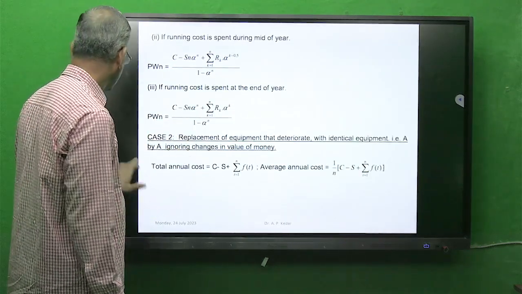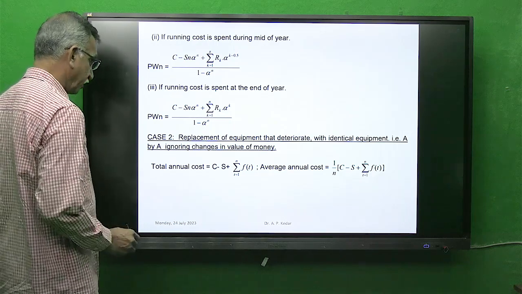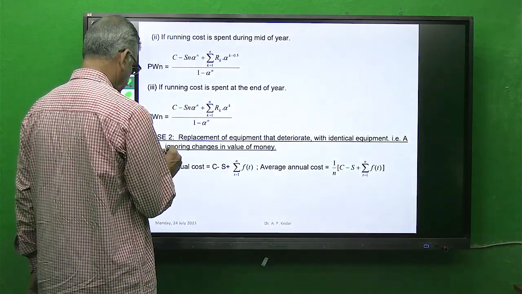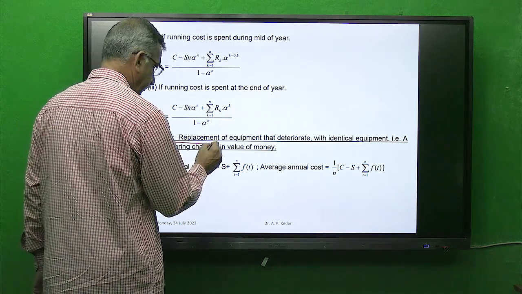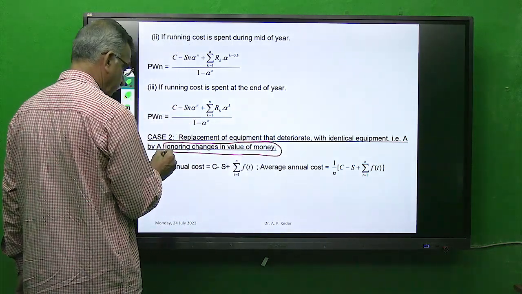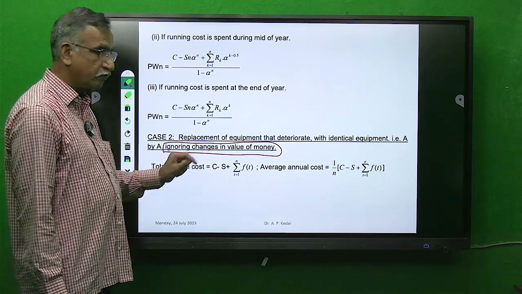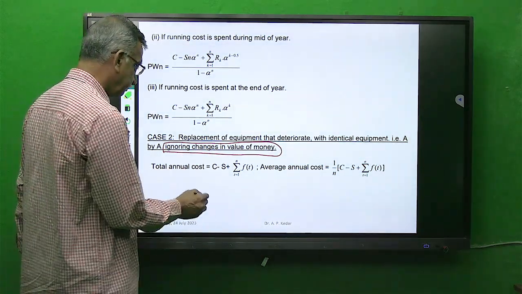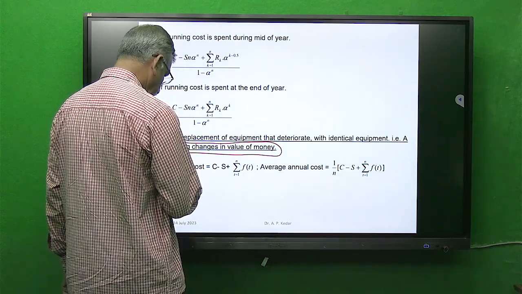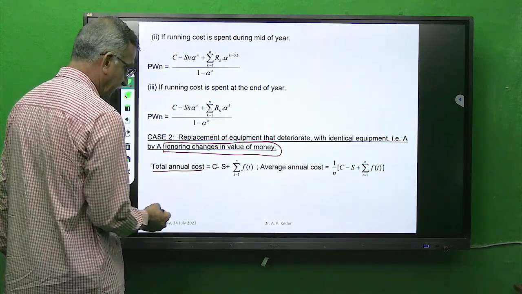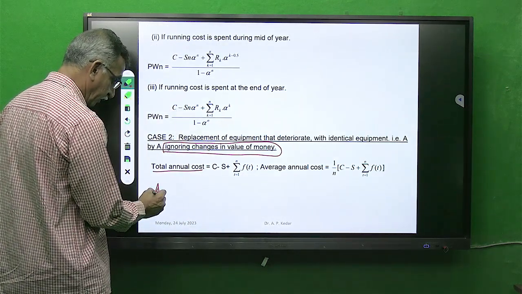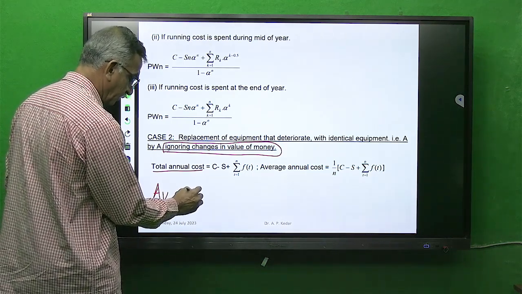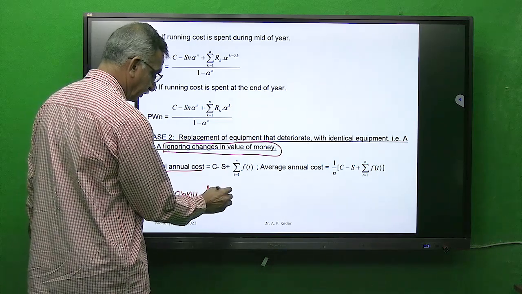And today we will solve the first problem pertaining to this category, that is by ignoring changes in the value of money. We will start our today's problem session with this case, wherein we will find total annual cost, and after finding total annual cost we will find average annual cost for decision making.